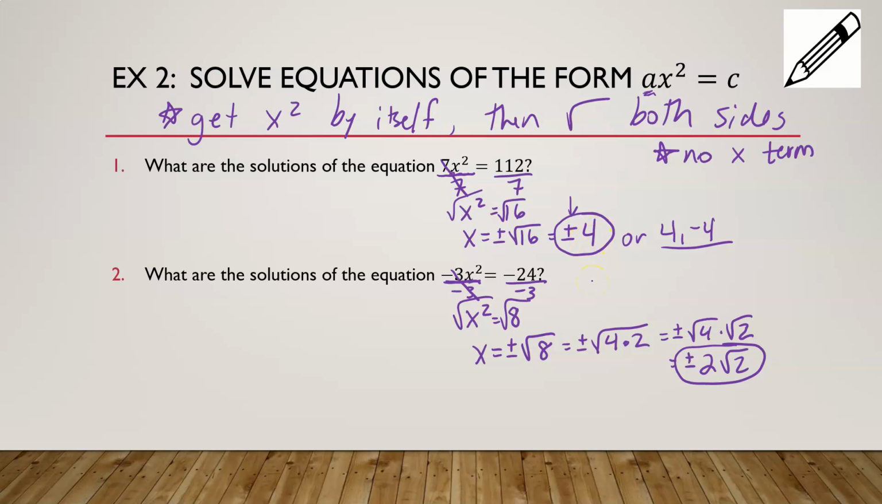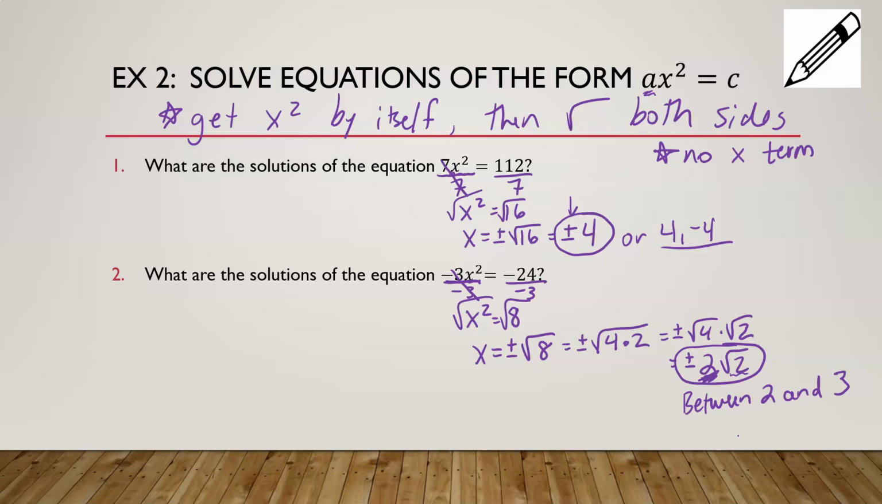In this case, because it's 2 times the square root of 2, and the square root of 2 is between 1 and 2, it's like 1 point something, it's going to be between 2 and 3. Okay, so 2 root 2 is somewhere between 2 and 3, and negative 2 root 2 is between negative 2 and negative 3.